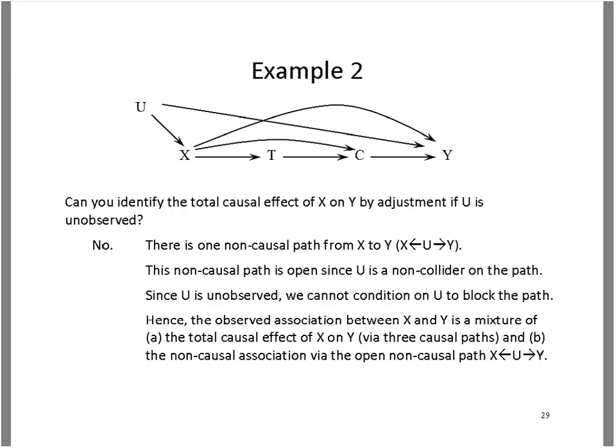Since U is unobserved, we cannot condition on U to block the path. Oh, sorry, I forgot to say. So note that the non-causal path goes via U. This non-causal path is open because U is a non-collider. Hence, there flows spurious association from X to Y. We would like to block this path by conditioning on U, but we cannot condition on U since U is unobserved. Hence, the observed association between X and Y now is a mixture of, on the one hand, the total causal effect of X on Y, and the non-causal association via the open non-causal path. In other words, the association between X and Y is biased for the total causal effect.